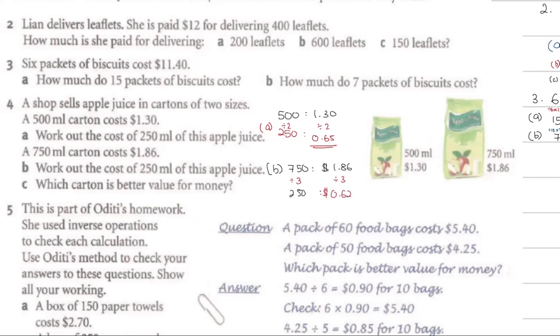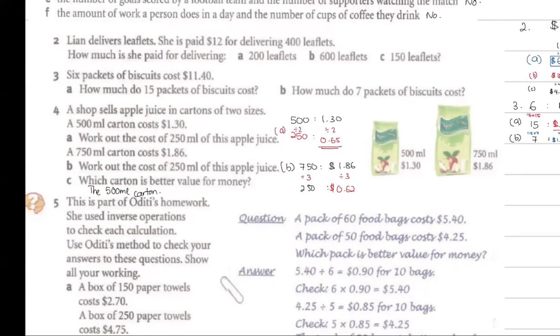$0.62. Which carton is better value for money? The first one. The 500 milliliters carton. All right, let's go. Done. Let's look at the next one.